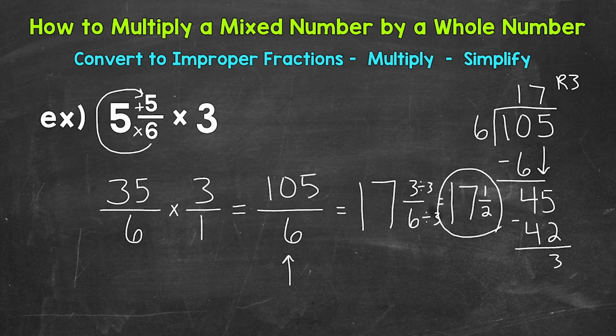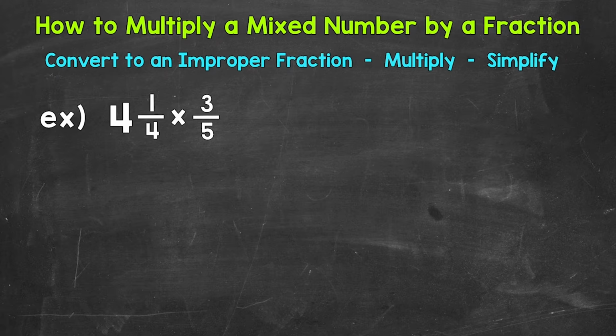There's how to multiply a mixed number by a whole number. Let's move on to multiplying a mixed number by a fraction. Now we will take a look at multiplying a mixed number by a fraction. Let's jump into our example where we have 4 1/4 times 3/5.